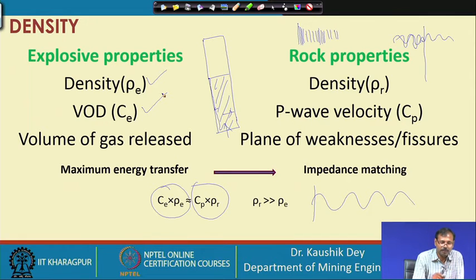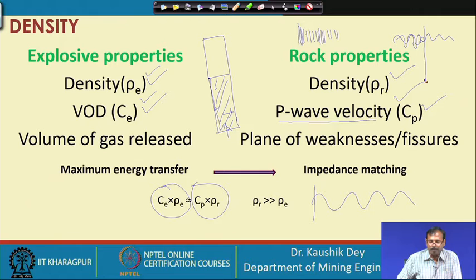The wave velocity of the medium in the case of an explosive is called VOD, velocity of detonation. In the case of rock, it is called the seismic wave velocity or P wave velocity, which can be considered as the Cp. So, explosive impedance is the value obtained by multiplying the density of the explosive and the VOD of the explosive, and the rock impedance is the value obtained by multiplying the density of the rock mass and the wave velocity of the rock mass.